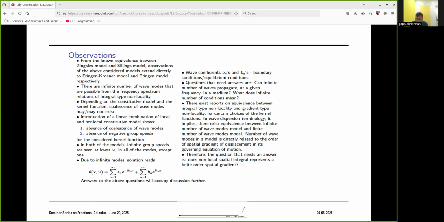There exist reports on equivalence between integral type and non-local type gradient. And in wave dispersion terminology, it implies that there exists equivalence. And the number of wave modes in a model is directly related to the order of the spatial gradient. So in the simple rod, you will have second order in space, second order in time. So you have two boundary conditions in time and two boundary conditions in space. But in the peridynamic model, we have infinite. So where do we get infinite gradients and what does it mean? So these are some of the things that we will look at in the next few slides. Next, please.